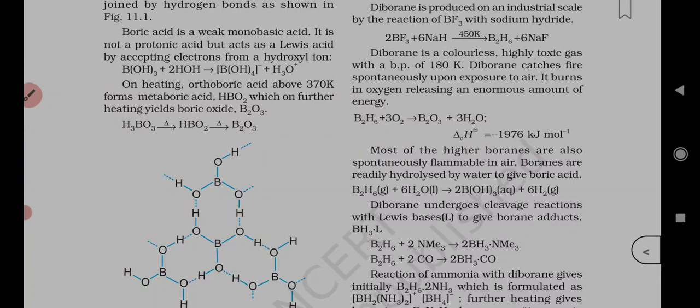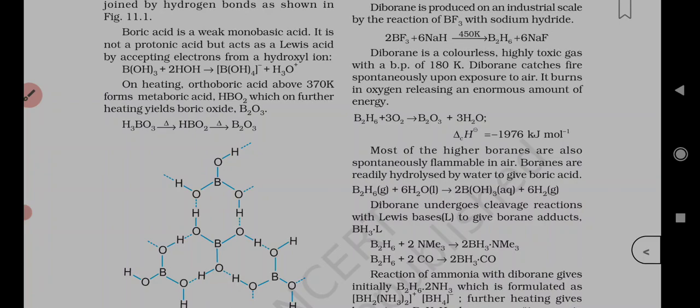So BH2, two BH2 and two ammonia. Ammonia means NH3. So BH2 and two ammonia, NH3 taken twice whole plus charge, and BH4 whole minus. So it becomes B2H6, BH4 whole minus. So this is the first initial product. And further heating it will give you borazine.